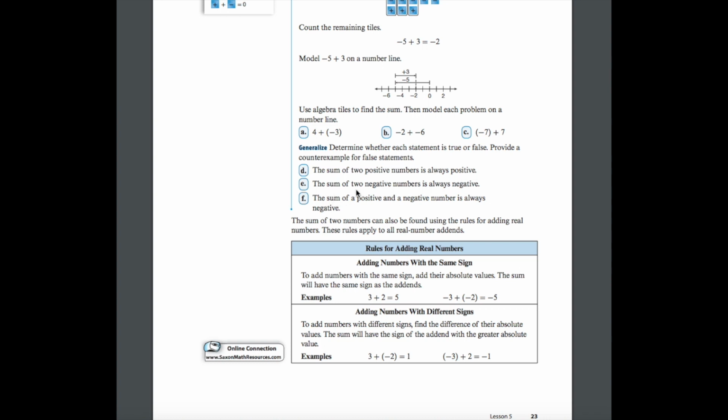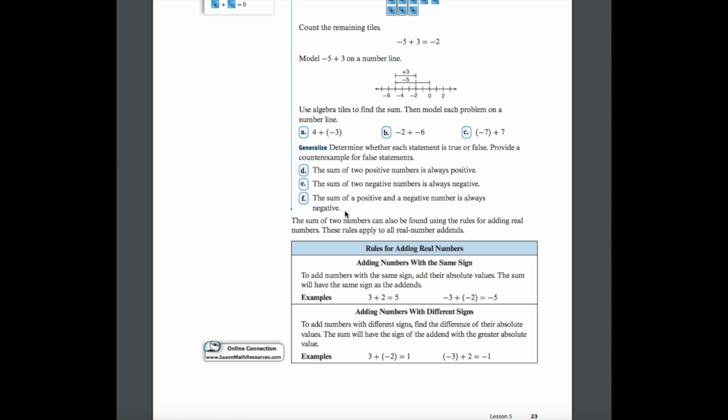Letter E, the sum of 2 negative numbers is always negative. This is also true. Negative 2 plus negative 2 is negative 4. If I'm adding negative values, it becomes actually more negative. Now, letter F, the sum of a positive and a negative number is always negative. We're going to say that that's false. If I've got positive 4 and negative 2, I'm left with positive 2.